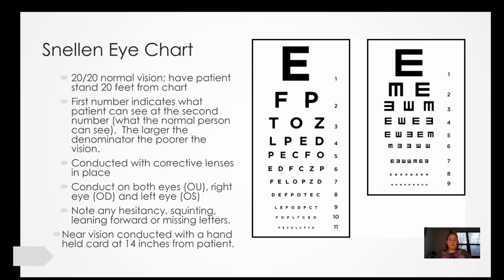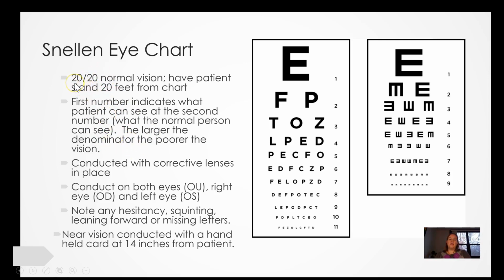Okay, so here's a nice example of the Snellen eye chart for you, okay? The normal individual is considered 20/20, and you have the patient stand 20 feet away from the sign, and they are able to read at the 20/20 line, okay? The first number, okay, so if we look at this 20, indicates what the patient can see at the second number, okay? So they see a 20 standing at 30 feet. Okay, so the larger the denominator, that's the bottom number, okay, the poorer the vision.